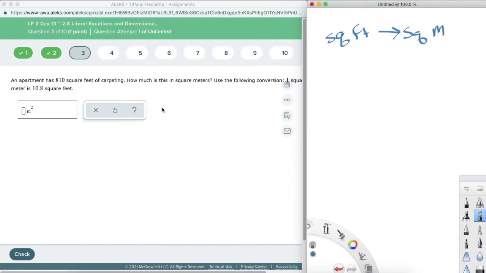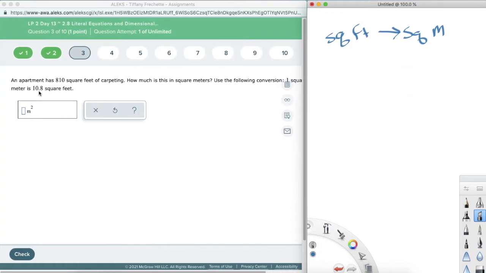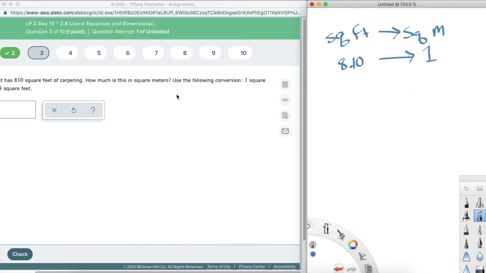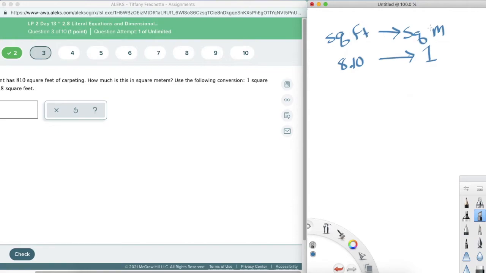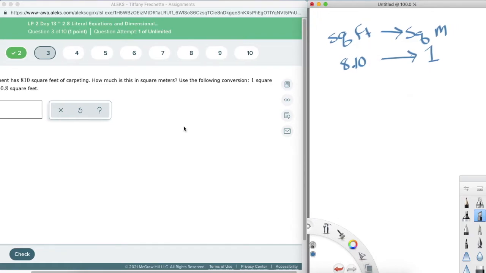And use the following conversion. 1 square meter is 10.8 square feet. So 1 square meter is 8.10 square feet. So make sure you put it in the right order there. I put square feet to square meters, so I need to make sure it's 1 square meter to square feet. So I have to make sure I put it backwards kind of when I write it down, because that's the way they gave it to me.